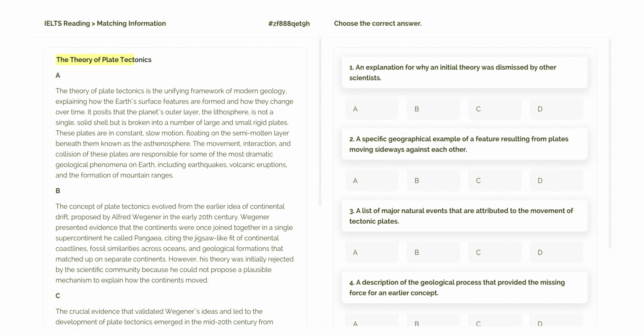The theory of plate tectonics. We will not read every word. First, we skim the title to predict the big picture. The title is The Theory of Plate Tectonics. This tells me the passage will be scientific, explaining a key concept in geology. I expect to read about what the theory is, how it was developed, and what it explains.